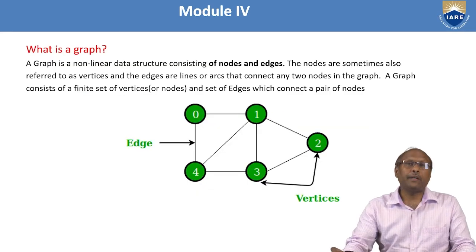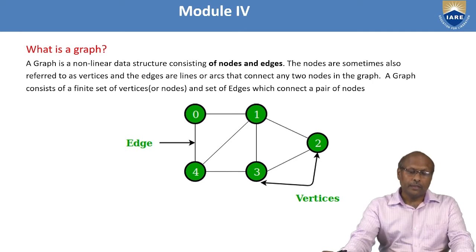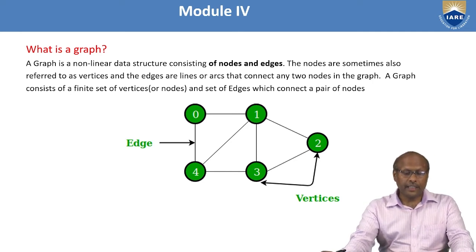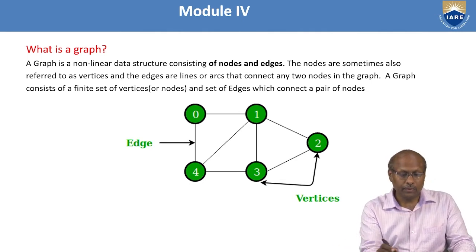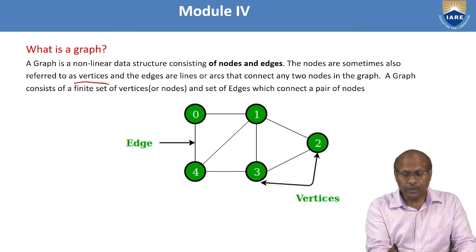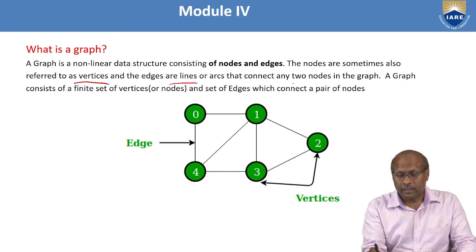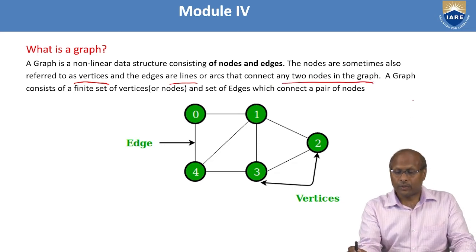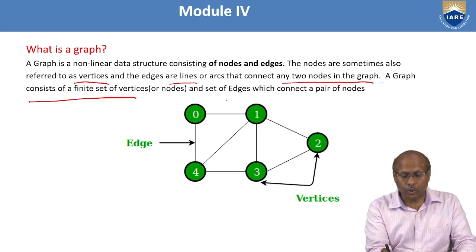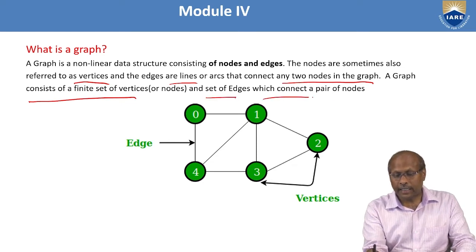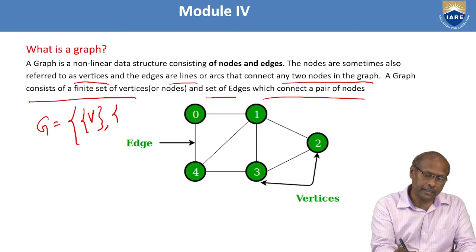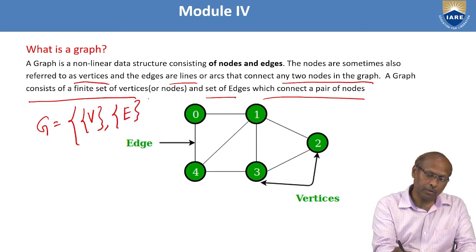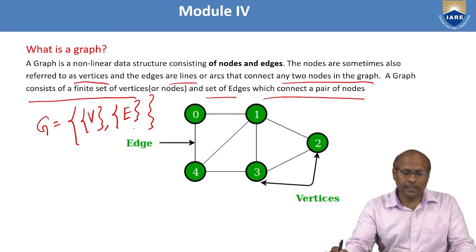Next, they may ask a question: what is a graph? A graph is a nonlinear data structure consisting of nodes and edges. The nodes are sometimes referred to as vertices, and those edges or lines or arcs connect any two nodes in the graph. So a graph consists of a finite set of vertices or nodes and a set of edges connecting pairs of nodes. Or you can say a graph is a collection of vertices and edges. You can write it this way also: a graph is a collection of vertices and edges.